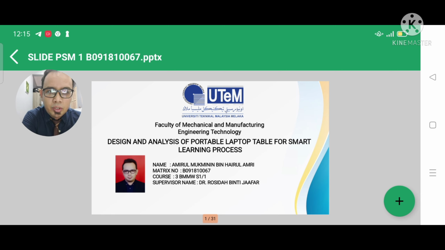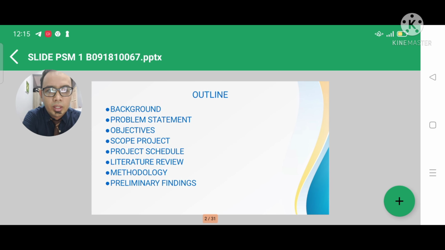The title of my project is Design and Analysis of Portable Laptop Table for the Smart Learning Process. The outline: background, problem statement, objective, scope of project, project schedule, literature review, methodology, and preliminary finding.